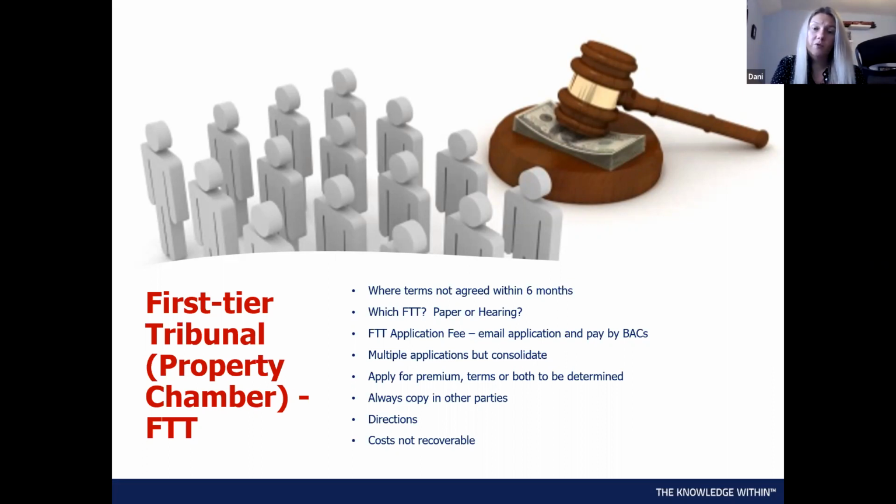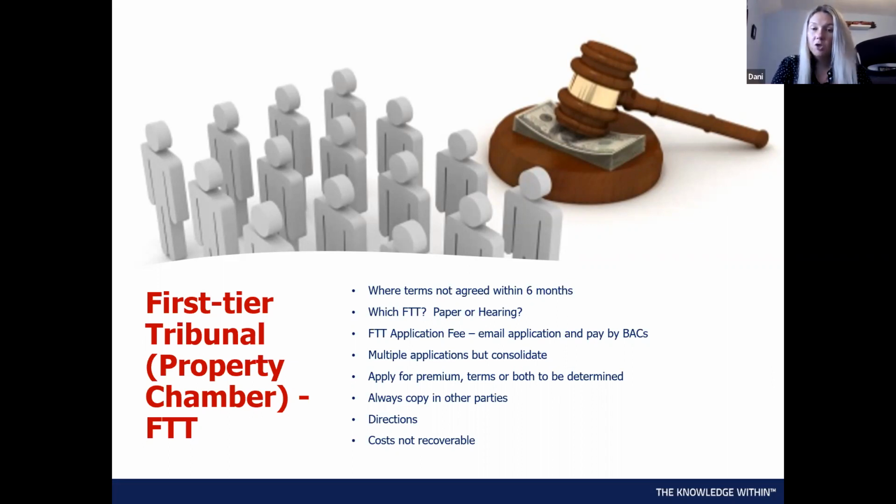When you correspond with the tribunal, you need to always copy in the other parties that are involved. So if you are emailing, as most people are doing now, the tribunal, whatever that may be, with the application, or later on down the line when you're complying with directions, always copy in all of the other parties so that they can see what is going on. It's something that the tribunal will require.